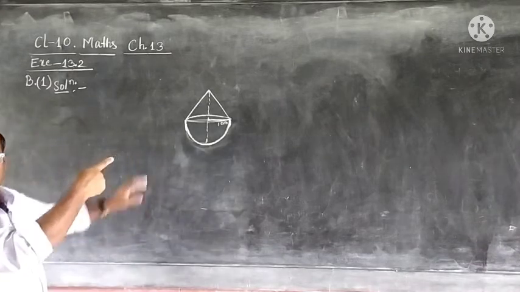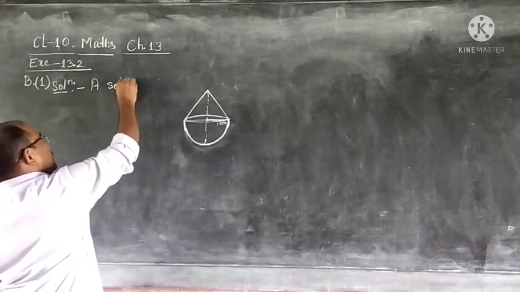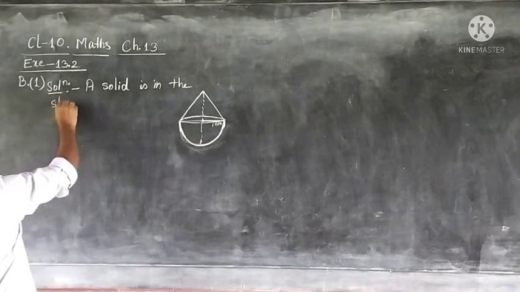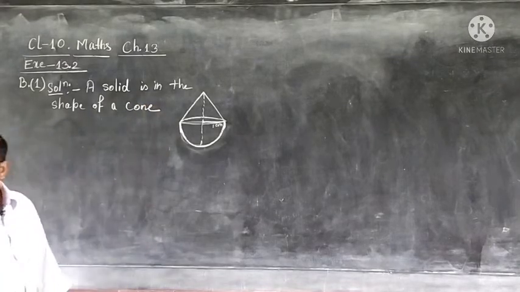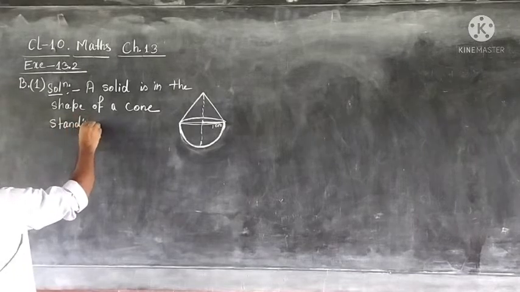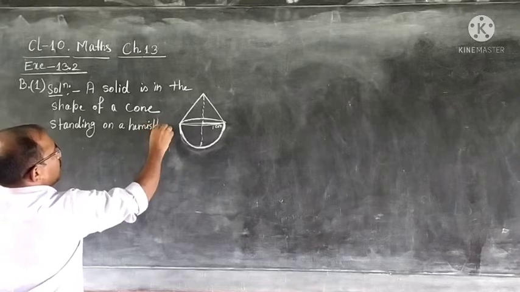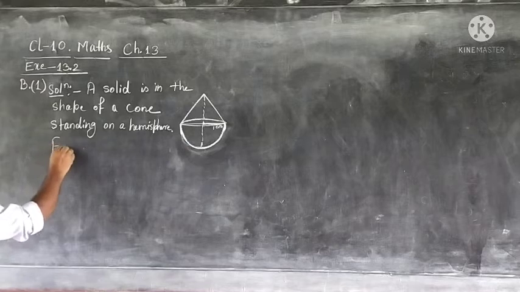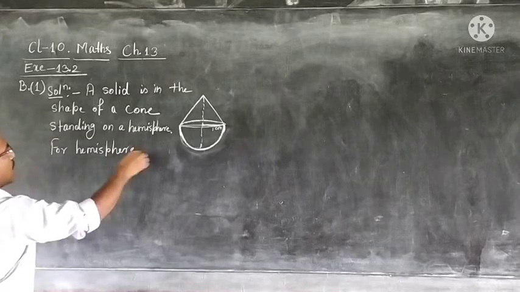We have to find the volume of this solid. A solid is in the shape of a cone standing on a hemisphere. Only this much we will mention here in the introduction, how the solid is. Then for the rest, there are 2 portions. So, we will go one after another in both the portions for its dimensions.